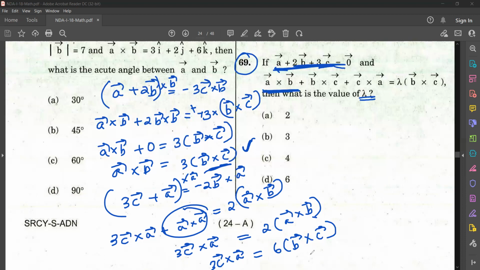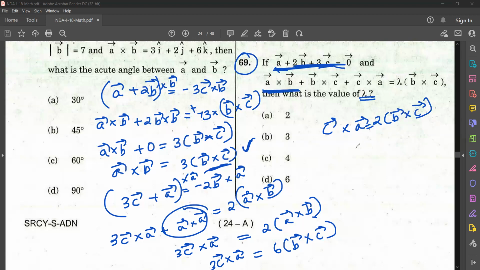This much is clear? Now listen. C cross A is equal to 2 into B cross C.